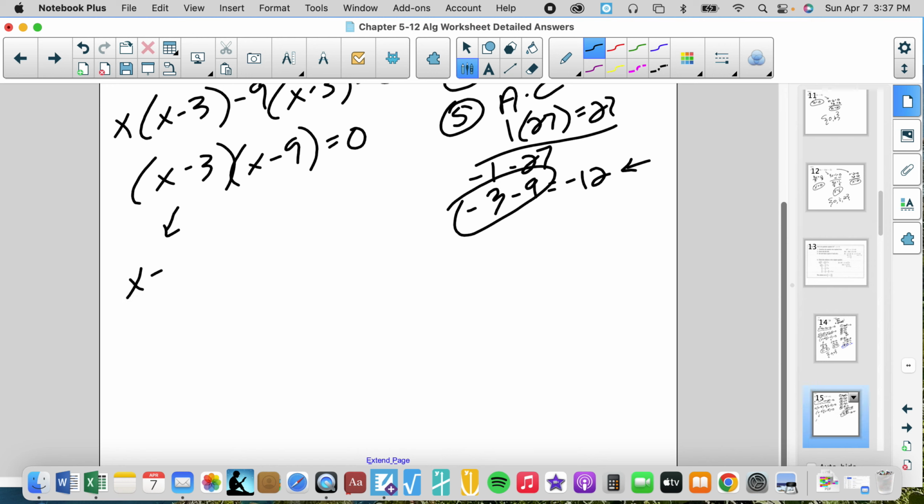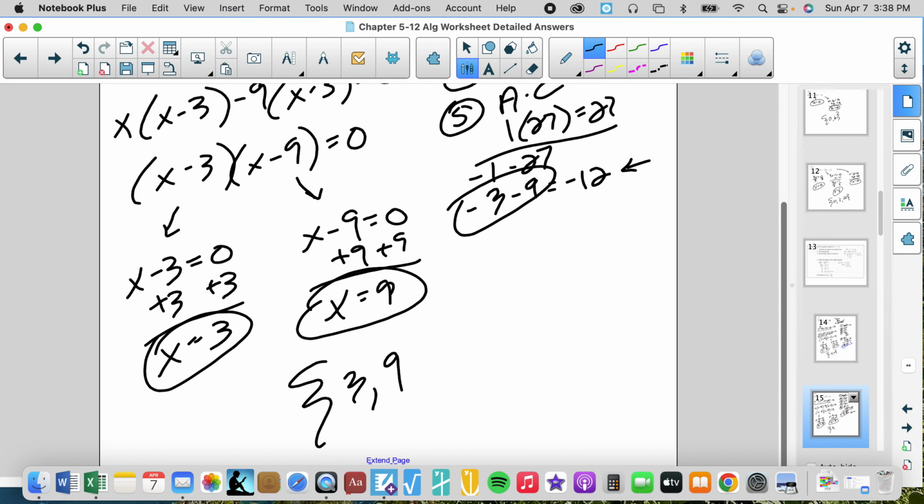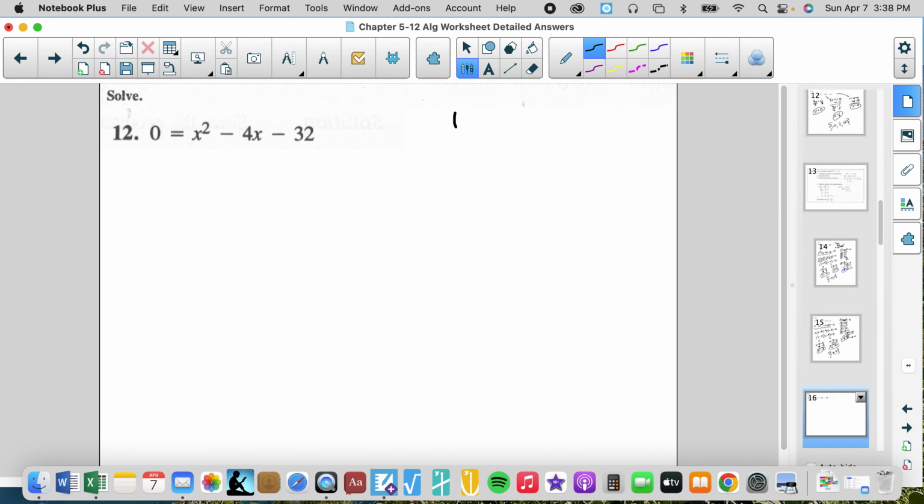I'm going to set each of those boxes equal to 0 to find out what x value would make that box 0. So when x is 3, it makes that box equal to 0. And when x is equal to 9, it makes the other box 0. And now we write it in a solution set. That probably took 60 seconds.